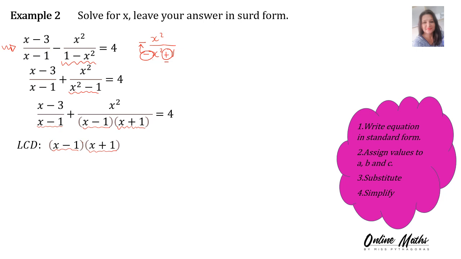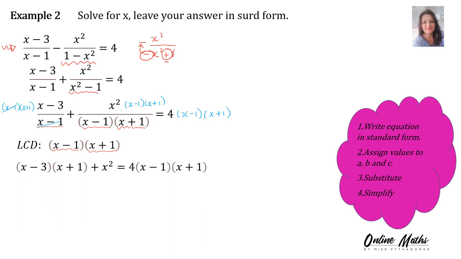So therefore, I'm going to multiply the first term by (x minus 1)(x plus 1). And the second term, (x minus 1)(x plus 1). And the 4 on the other side, (x minus 1)(x plus 1). And then back here, x minus 1 and x minus 1 can cancel. And I'm left with this x plus 1 and x minus 3.